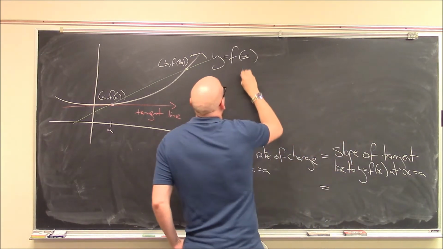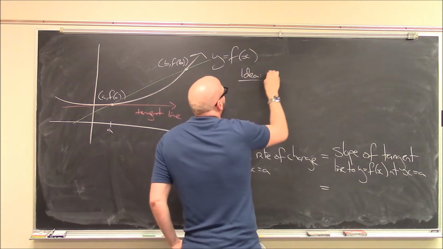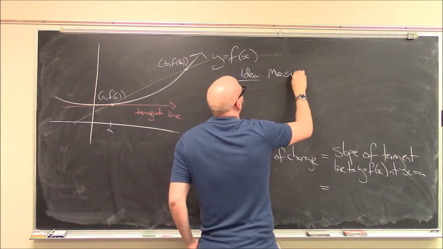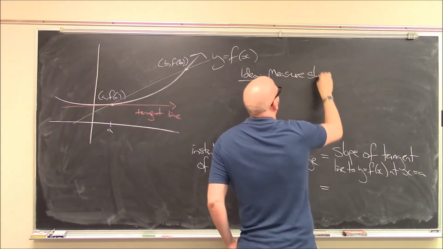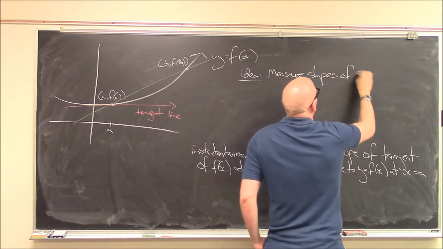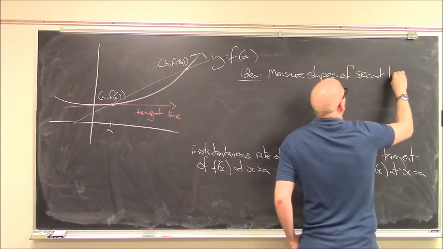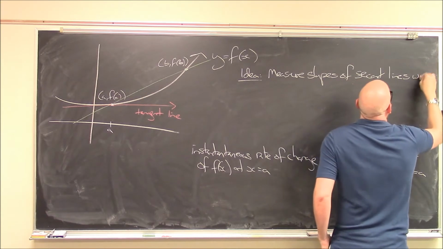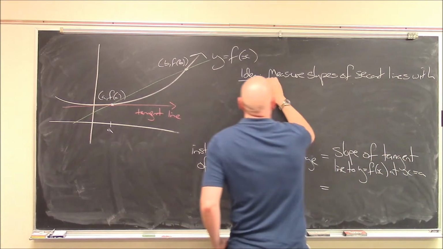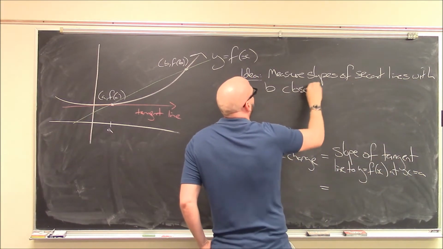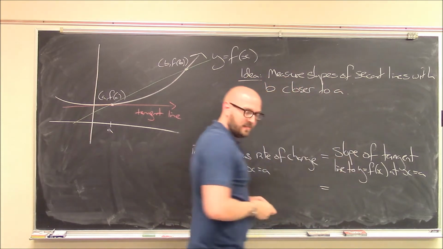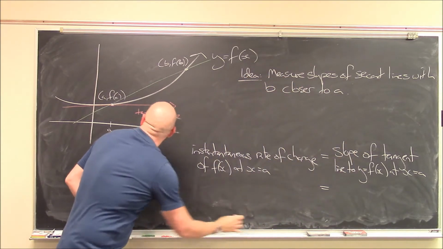So the idea is to measure slopes of secant lines with b closer to a. Right? What do I mean by that?